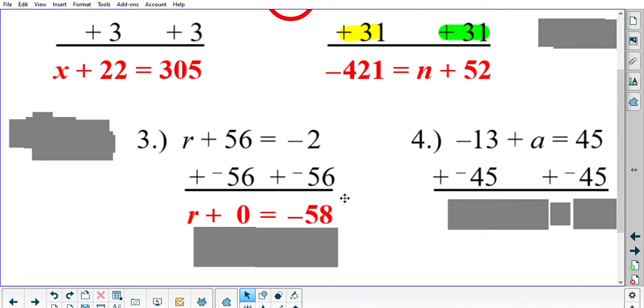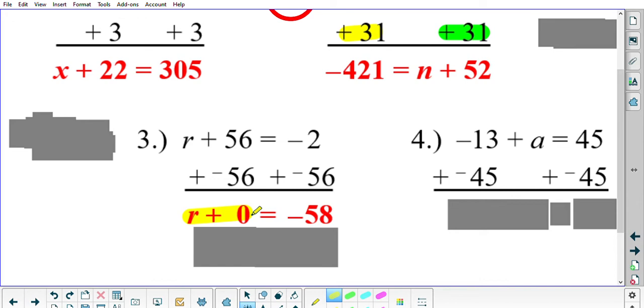Now, this problem is unique. You could actually go further. What am I talking about? R plus 0. You can go further. You're like, what do you mean you can go further, Mr. Underkoffler? They're not like terms. Well, I know they're not like terms, but it's 0.